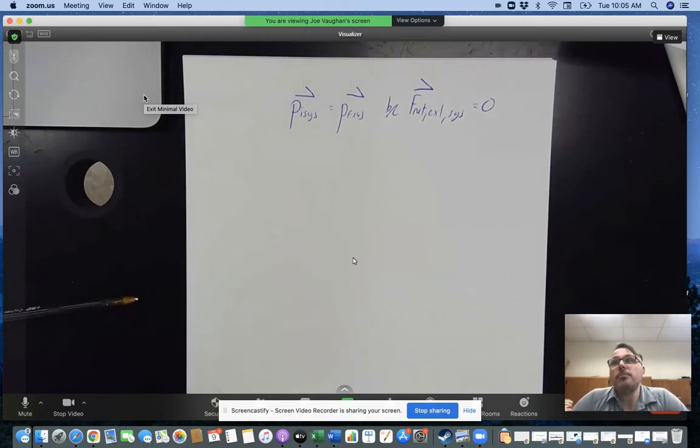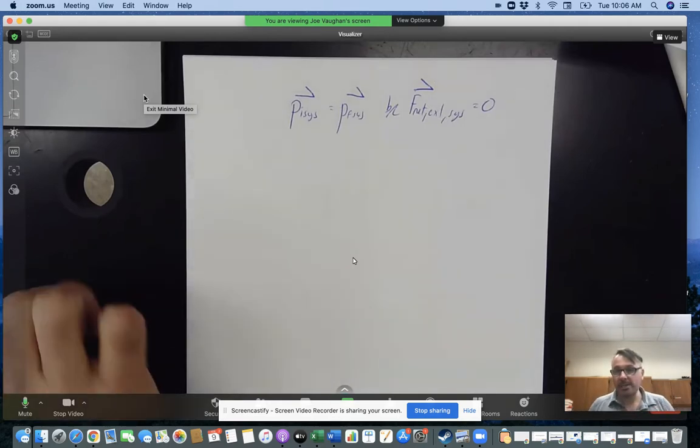Now, in this class, we're going to constrain our system to be two objects at most, right? But that doesn't need to be true. I can do conservation of momentum between any number of objects as long as the only forces acting are forces between the members of the system itself as we define the system. So what does this mean practically?